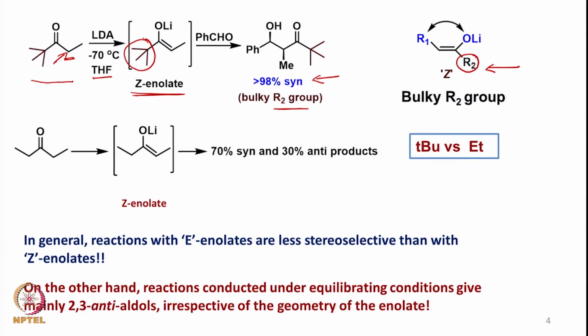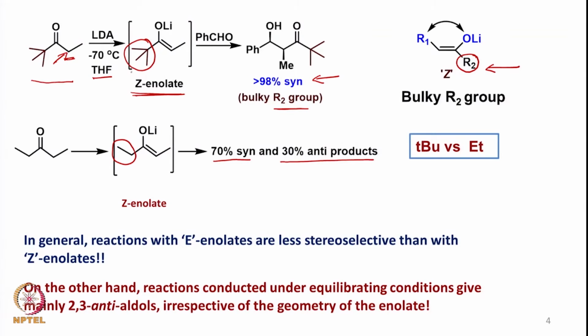Now, in contrast, if we take this diethyl ketone, where the tertiary butyl group is now replaced by the ethyl group, then of course we will get this as the Z enolate. However, this Z enolate gives 70% of Syn and 30% of the anti-product. So, that means since the bulkiness of the R2 group is reduced, and this is the R2 group, where here it was tertiary butyl, it is ethyl versus tertiary butyl as R2. Clearly, the size of the R2 group makes a lot of difference in terms of selectivity of Syn versus anti.